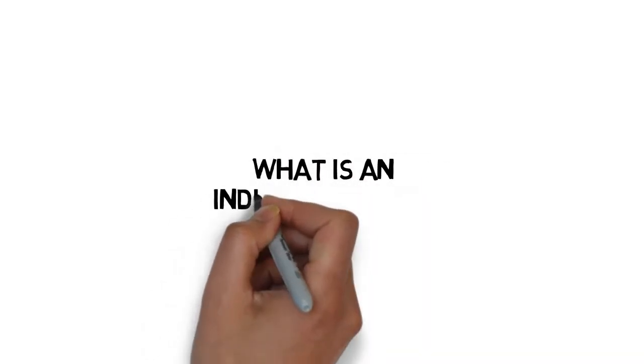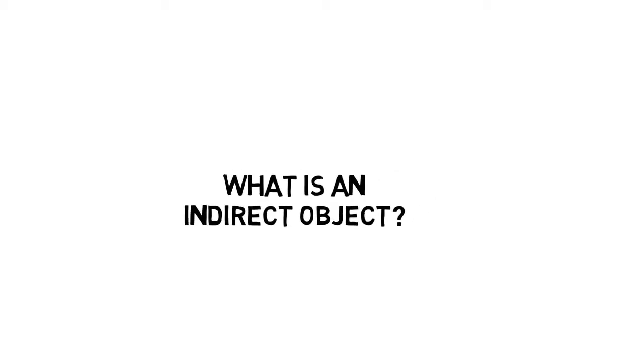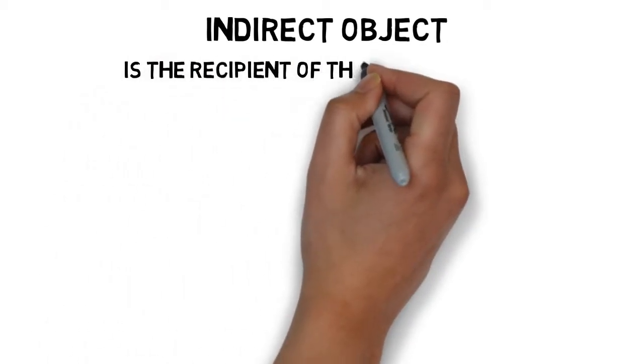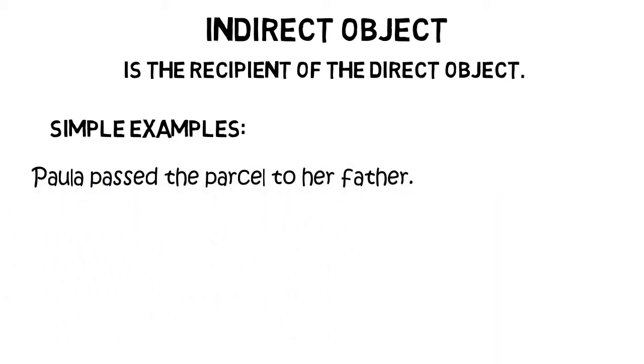In this video, we'll look at what we mean by the term indirect object. So, what is an indirect object? Well, the indirect object is the recipient of the direct object, and we'll talk about that as well in this video. Here's a simple example.